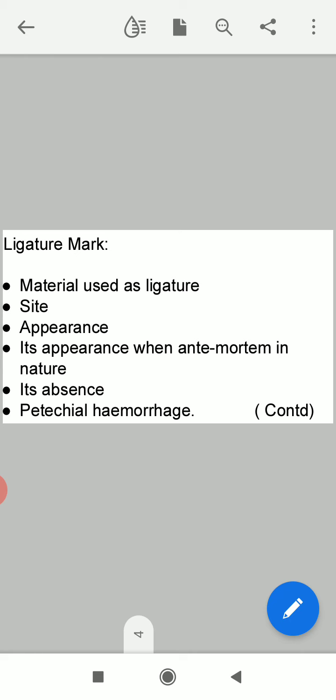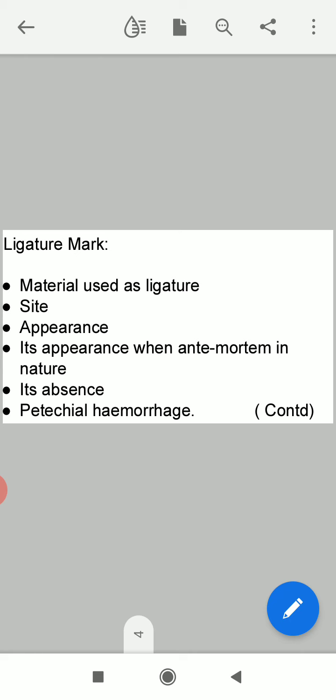Then the appearance of the ligature mark. How does it look? The ligature mark appears as a well-defined groove. Abrasion and bruise develop as part of the ligature mark. There is a deep groove developing around the neck. This groove is deep because it is strangulation, which is mostly homicidal in nature. The person applies more pressure, more force than required, so the groove is deeper compared to the ligature mark in hanging. So a well-defined groove develops around the neck.